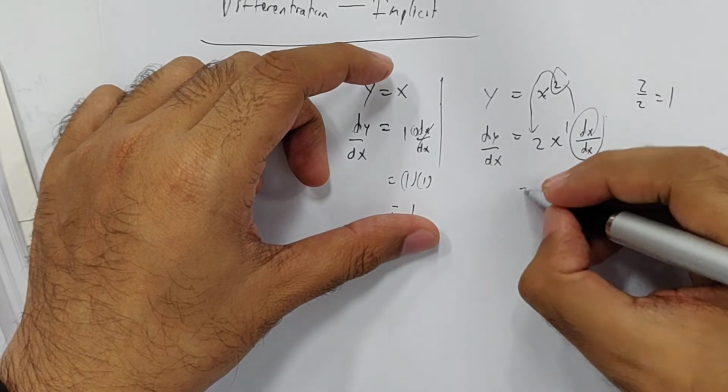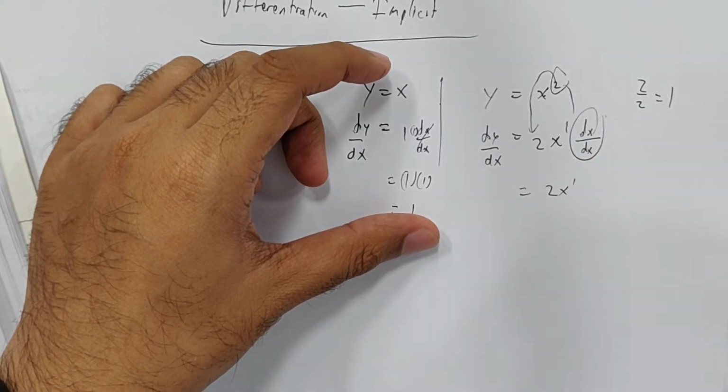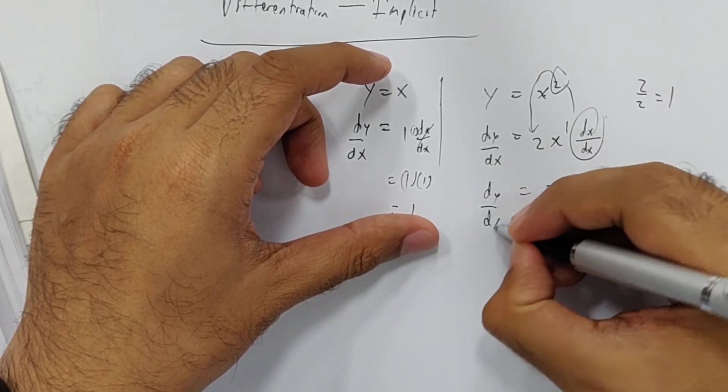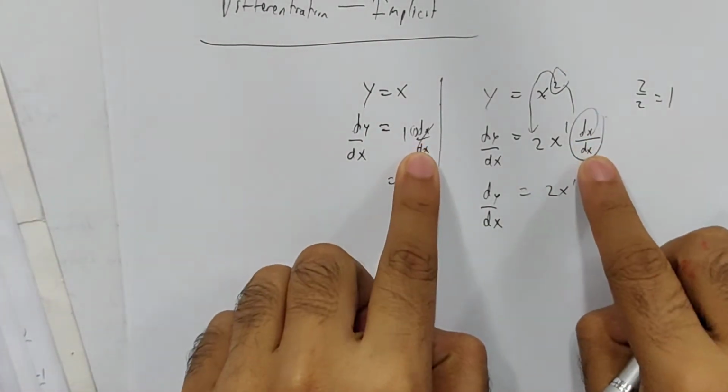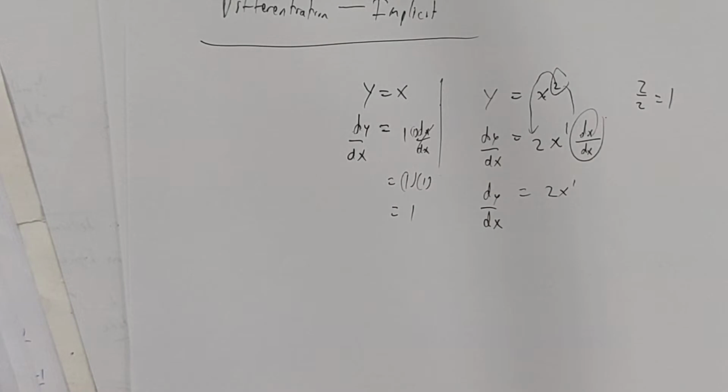And this one is equal to? You okay? You clear? What happened to this dx/dx? It is 1, and it disappears.